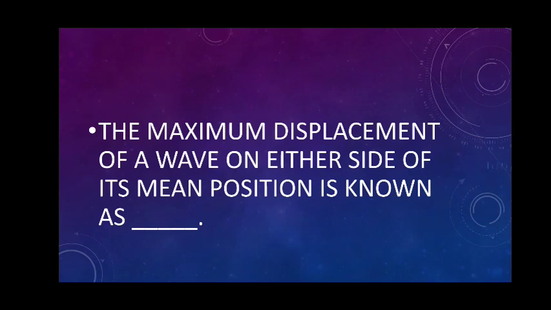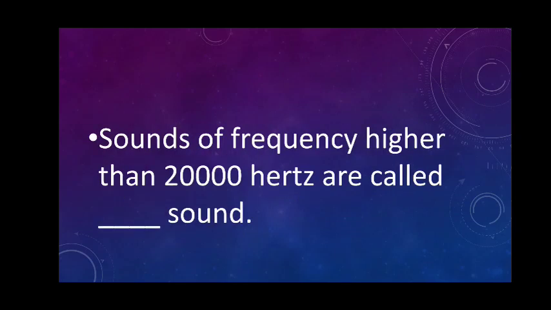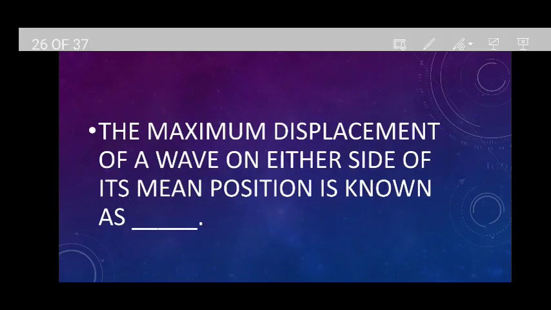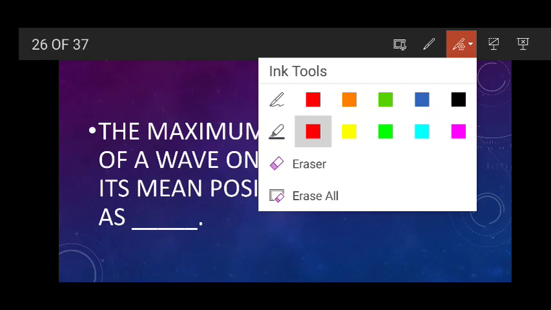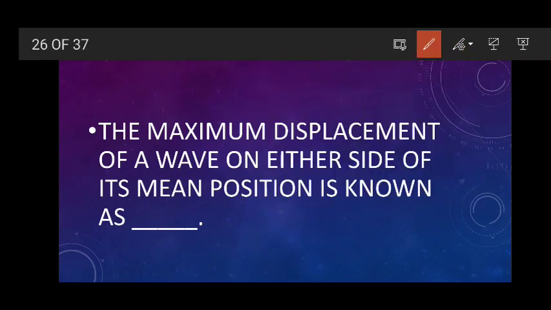Now the next question is, the maximum displacement of a wave on either side of its mean position is known as. So what term do we use for this? The maximum displacement of a wave on either side of its mean position is known as amplitude. Yes, the correct answer is what? The correct answer is amplitude. Clear? So the correct spelling will be what? Amplitude. Okay, this is the correct spelling.